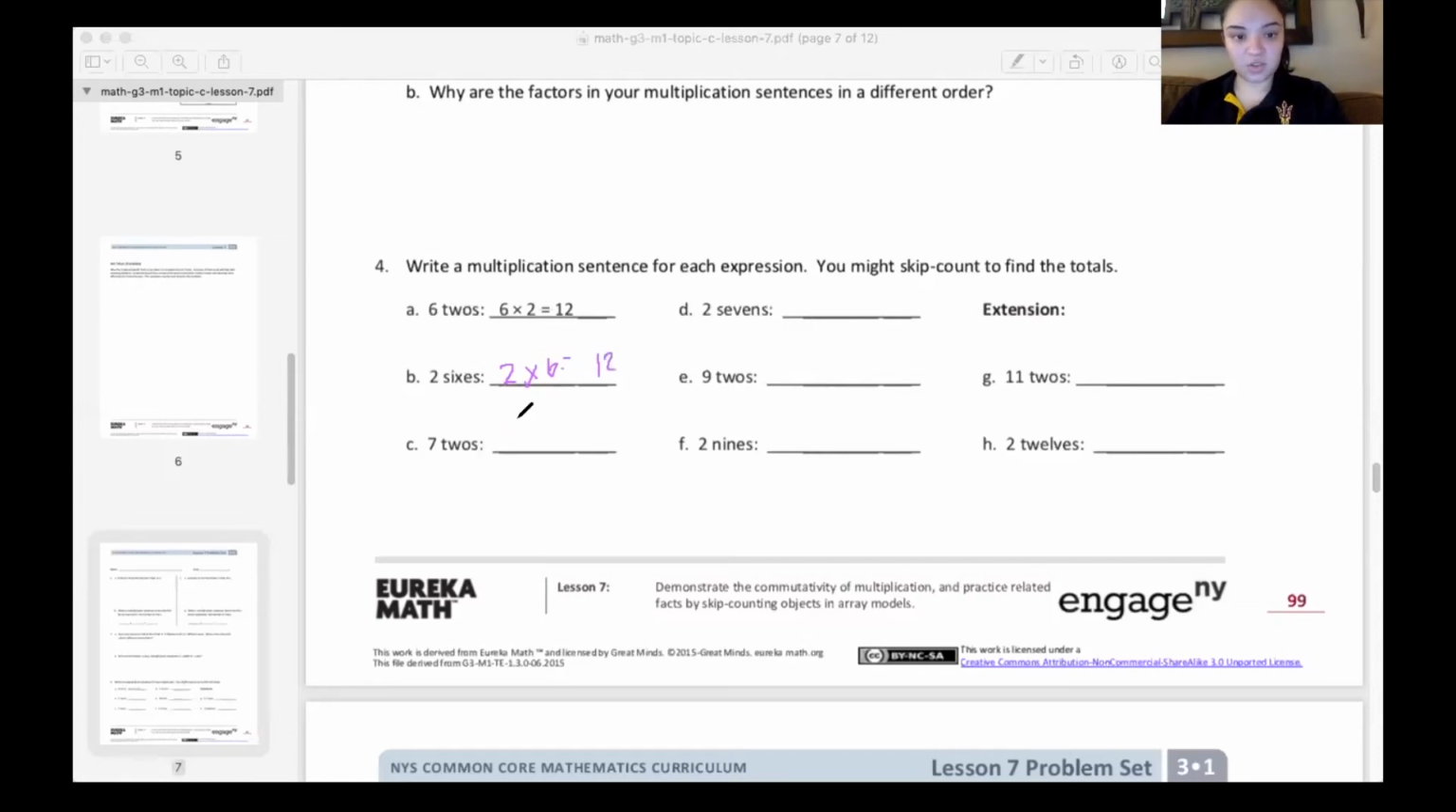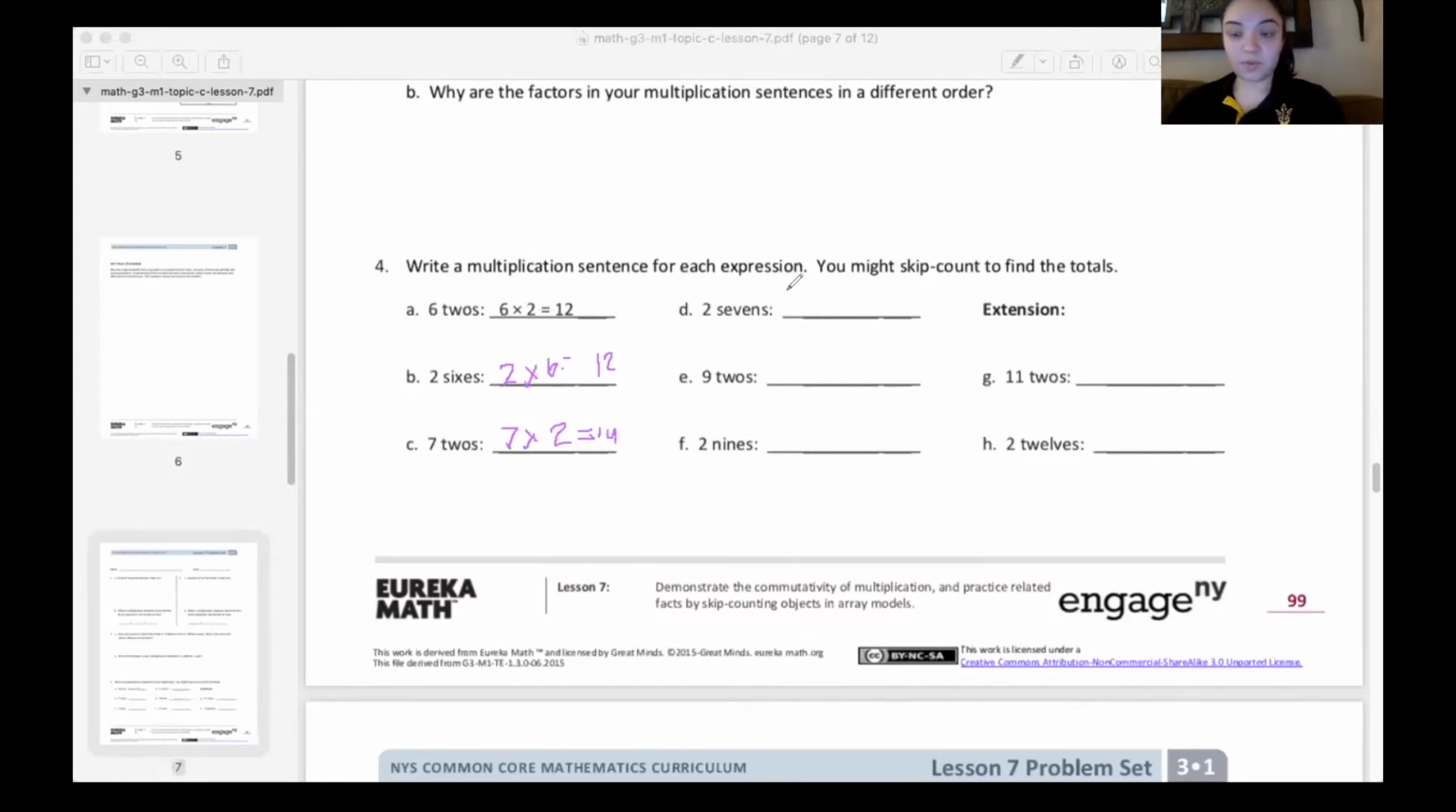Next we have 7 2's, so I'm going to have 7 groups with 2 in each group equals how many? So we can skip count. 2, 4, 6, 8, 10, 12, and 14. So I skip counted by 2 7 times.